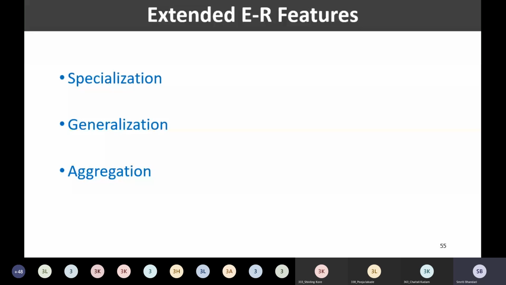With the next concept, I am going to just introduce the concept, and in the next session we will be having the at length discussion related to these concepts. Okay. So under extended ER features, we are going to cover three important concepts, and those are specialization, generalization. In fact, these two are very much similar and related concepts. And the another extended feature that we are going to talk about is the aggregation concept. Okay, so let's begin with specialization.